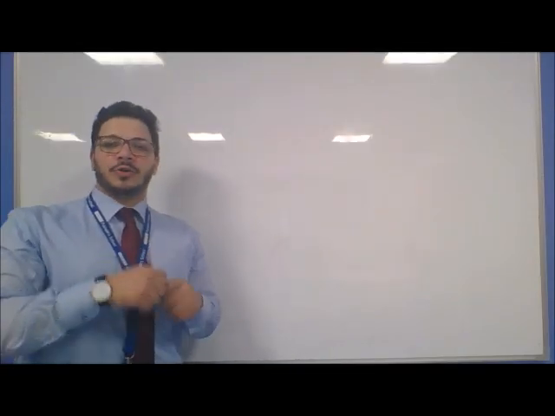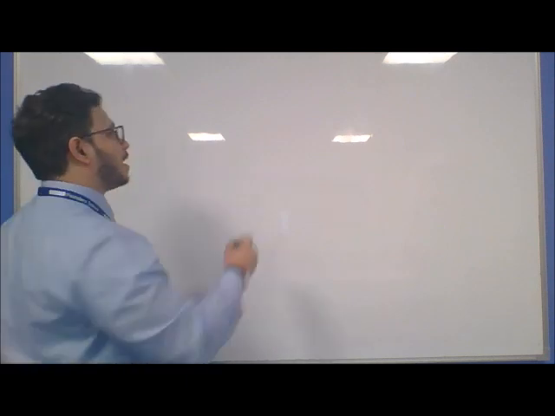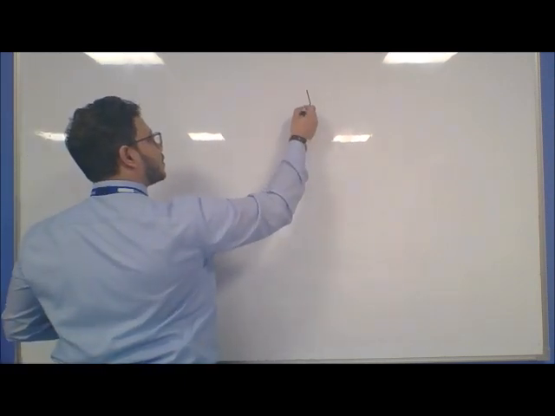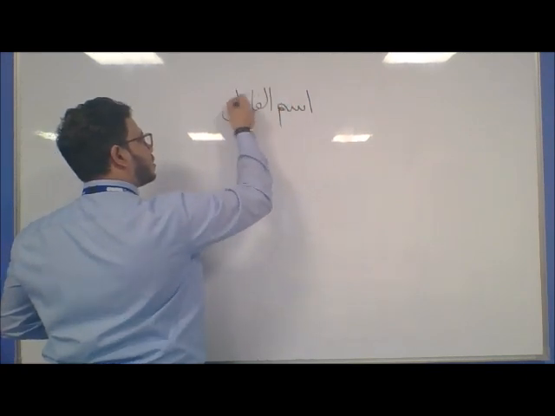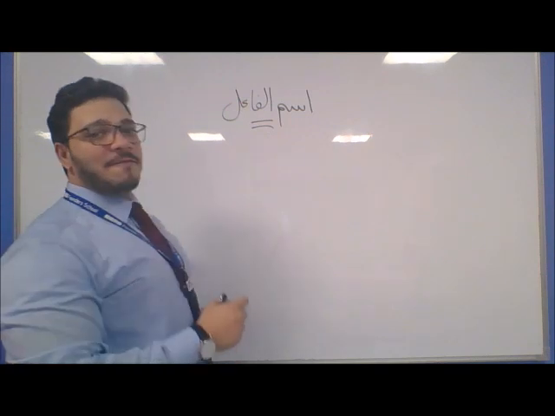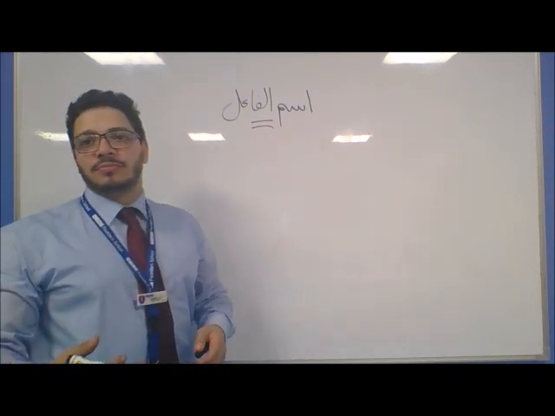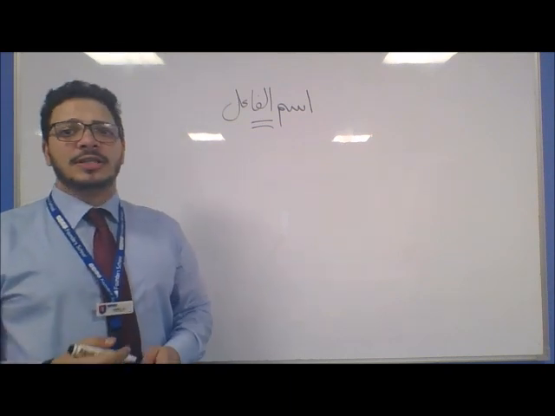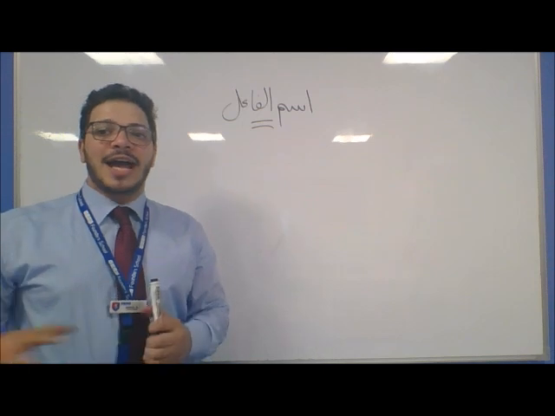Right now, we are going to talk about structures called اسم الفاعل. One more time, اسم الفاعل. Or what they sometimes call it in English, active participle. The doer of an action.